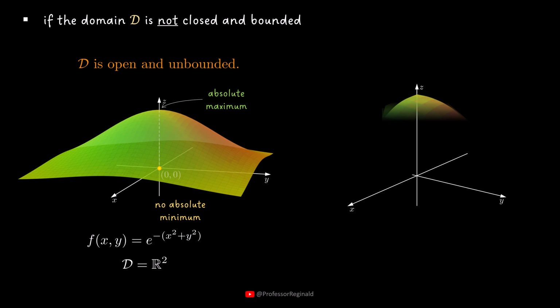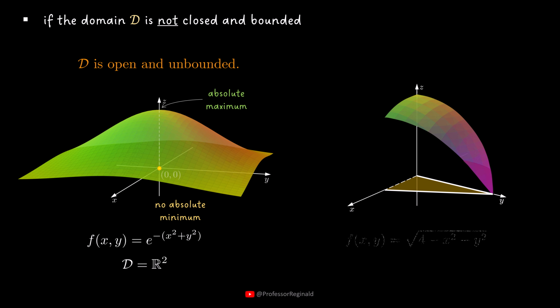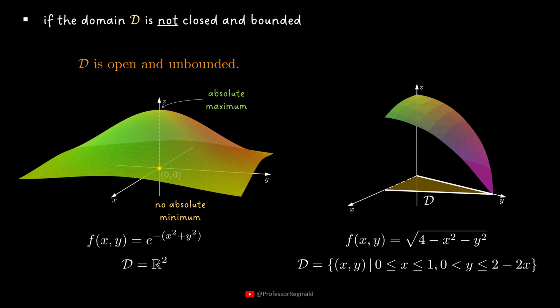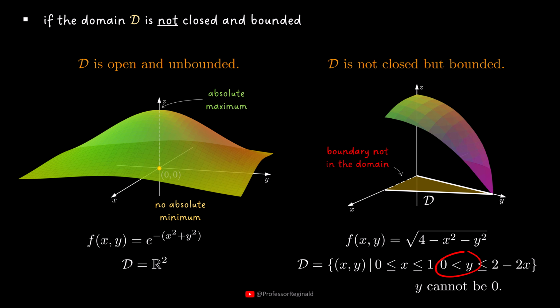Next, consider the following graph of a function of two variables. It is the same as the second function in the previous page. But in this case, the domain is the set of all ordered pairs that satisfies a couple of inequalities. This translates to a part of the boundary being excluded from the domain. The domain is not closed but bounded.